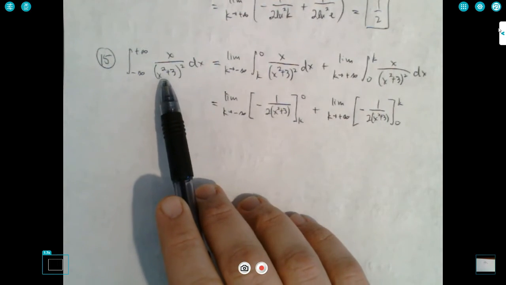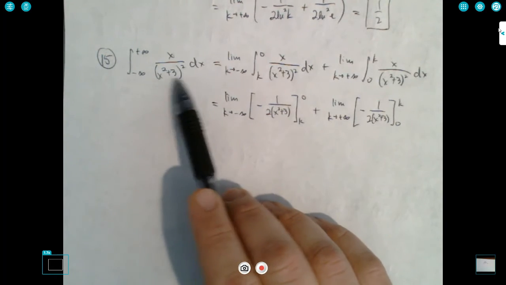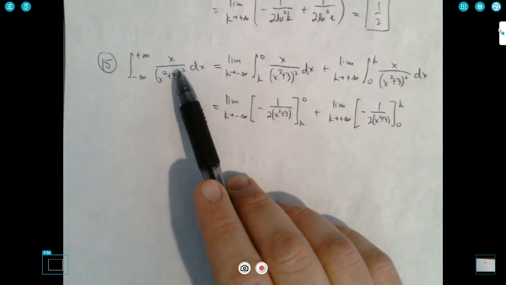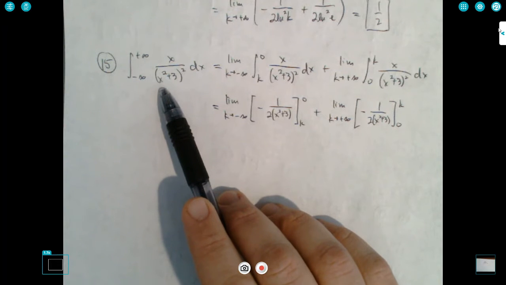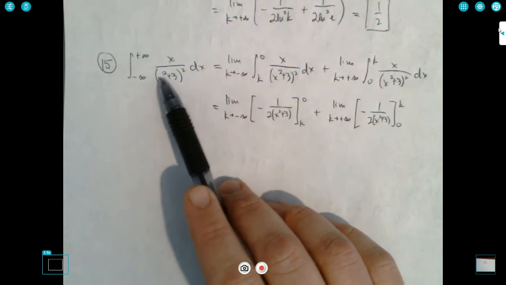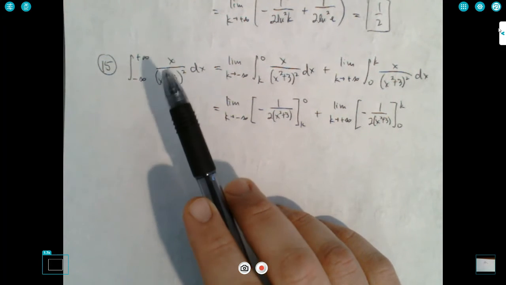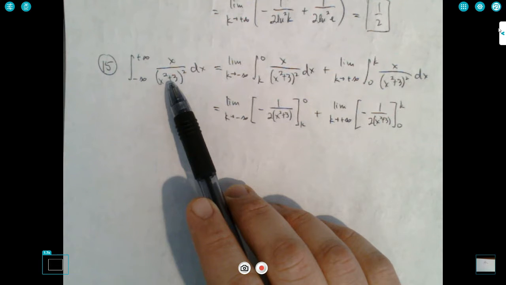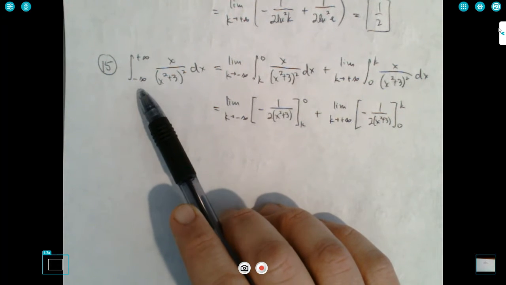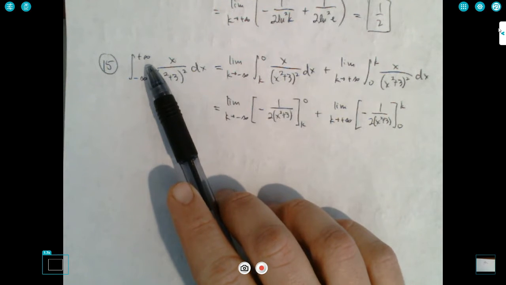First of all, we don't have any problems in the middle of this integral because the only thing that could go wrong is if the denominator is 0. But that's never going to happen, right? Even if x is negative, x squared is going to be positive, and when you add 3 to it, this is always going to be bigger than 0. So no problems there, which means the only problems are the lower limit of integration is negative infinity and the upper limit of integration is positive infinity.